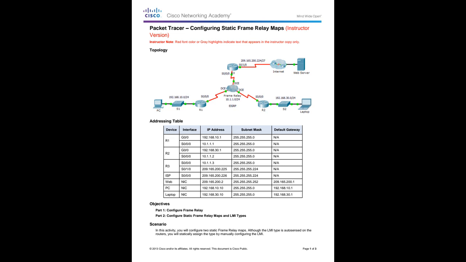This is CSF4203 Lab5 frame relay, configuring static frame relay maps. Let's study the network first here. We have 3 routers, okay? You are given the IP addresses. The objective is to configure frame relay and to configure static frame relay maps and LMI type. Okay, LMI is the signaling.